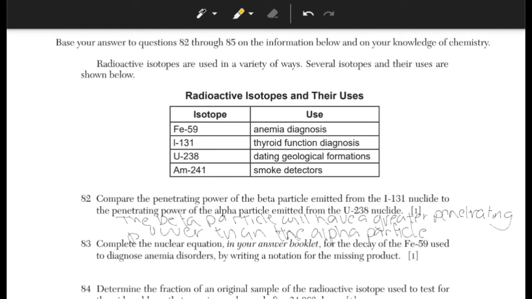Complete the nuclear equation in your answer booklet for the decay of Fe-59 used to diagnose anemia disorders by writing a notation for the missing product. In the answer booklet, it gives us Fe with an atomic mass of 59 and an atomic number of 26. In its decay, it is separated into a beta particle, which you can find in Table O with an atomic mass of 0 and an atomic number of -1. The addition of the atomic mass and the atomic number on the product side should be equal to the atomic mass and the atomic number on the reactant side. 59 minus 0 is equal to 59, and 26 minus -1 equals 27. The missing element must have an atomic number of 27, which is Co, so we must fill in 59 Co 27.